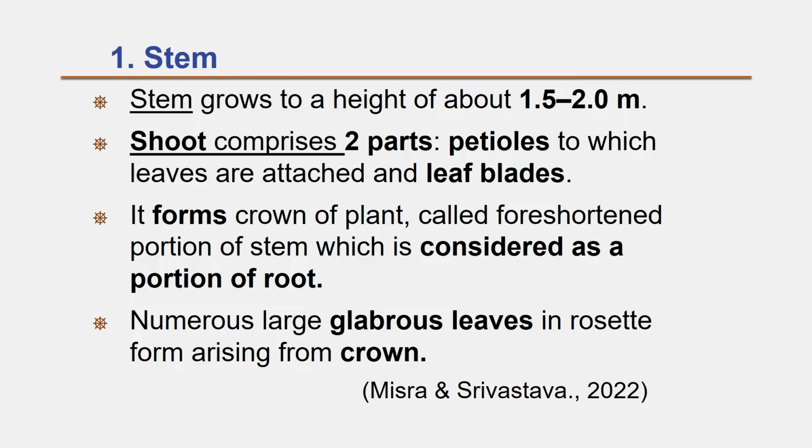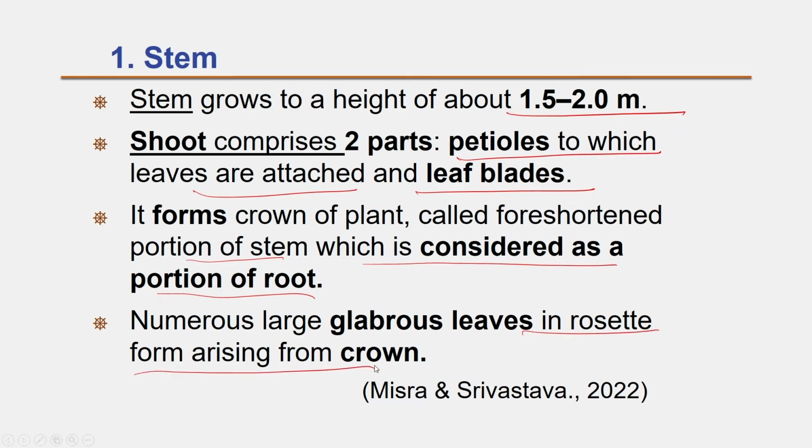Now see the morphology of the stem first. The stem grows to a height of about 1.5 to 2 meters. The shoot comprises 2 parts. One is the petiole, to which leaves are attached, and the other is the leaf blade. It forms the crown of the plant, a foreshortened portion of stem which is considered a portion of the root. Numerous large glabrous leaves in rosette form arise from the crown. So the crown is actually the portion of the plant where the stem or shoot part and the root part join each other.